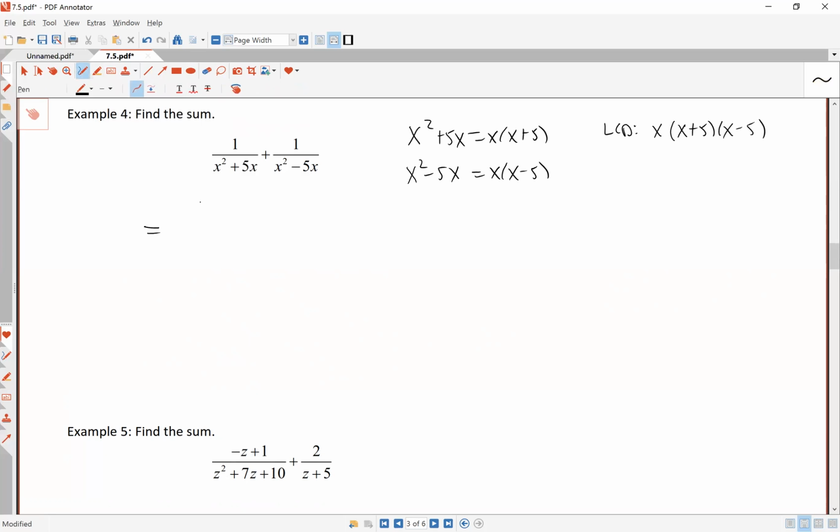So we start off with 1 over x squared plus 5x, and we see what we're missing. We have the x and the x plus 5, we're missing the x minus 5. So I put it in the top, and I put it in the bottom. My second fraction, 1 over x times x minus 5. I'm missing the plus 5.